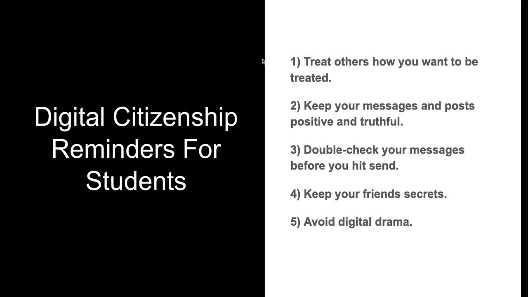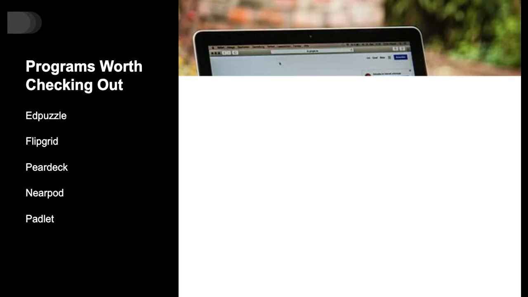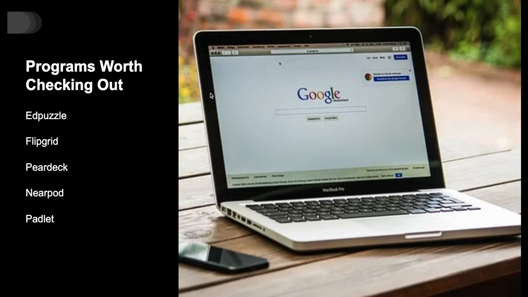This is a good time to remind your students about digital citizenship reminders: treating others how you want to be treated, keep your messages and posts positive and truthful, double check messages before you hit send, keep your friends' secrets, so not sharing too much, and avoid the digital drama. So just keeping that out there for kids now that they're on digital learning, and sometimes they forget to code shift from social networking to academic digital learning.